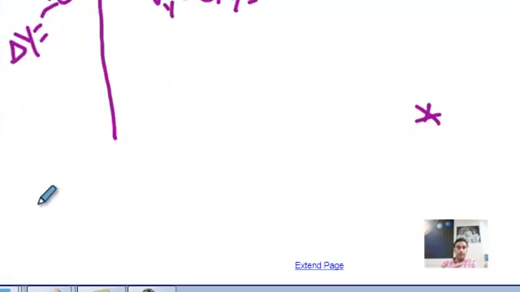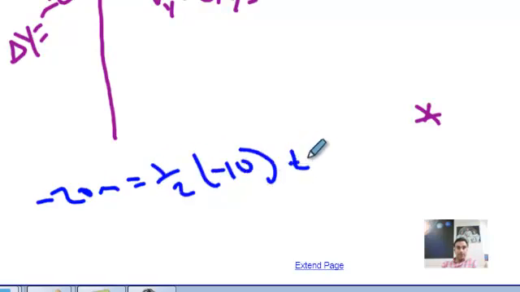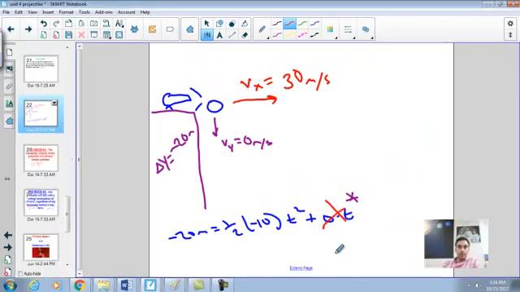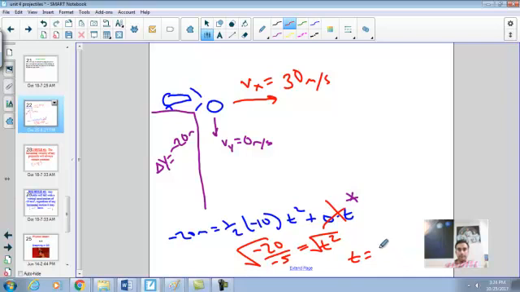Delta y is negative 20 meters. That should equal half our acceleration, which is negative 10, times t squared, plus 0 times time. So now we know right away, because velocity is 0, that we don't need that part. And we're left with negative 20 divided by negative 5 equals t squared. We're going to get rid of that t squared there, and we should end up with a time of 2 seconds.